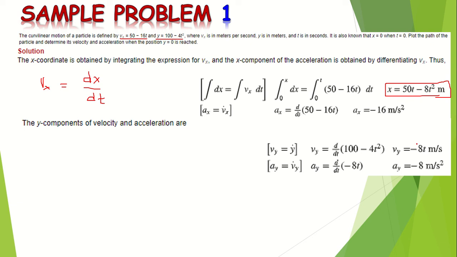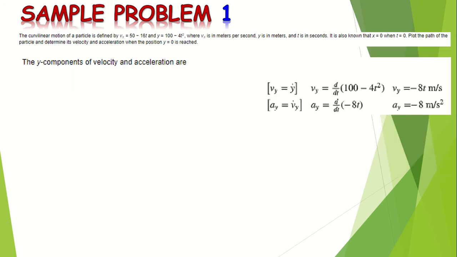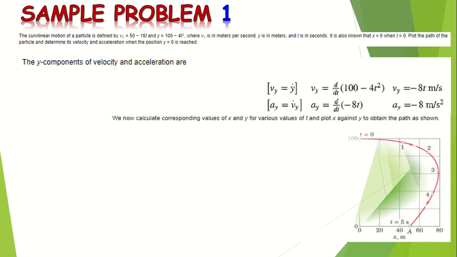And we know that the acceleration is just the derivative of this. Take the derivative of this. So derivative of minus 8t with respect to t, we have minus 8 meters per second squared. Okay, so that is the y component of the velocity and the acceleration. And we can now calculate the corresponding value of x and y for various values of t and plot x against y to obtain the path as shown.